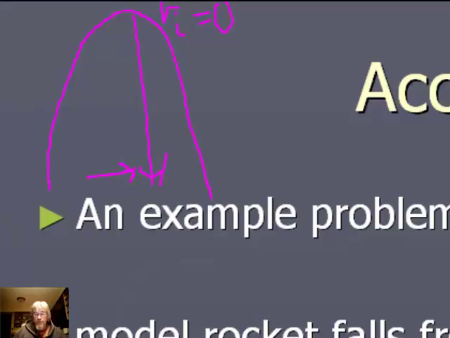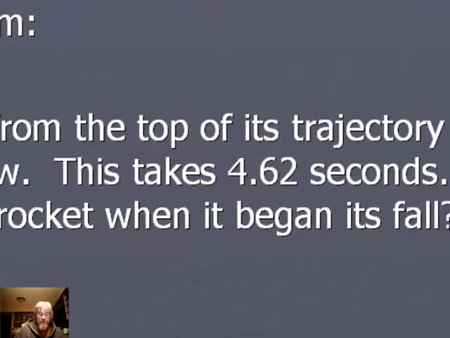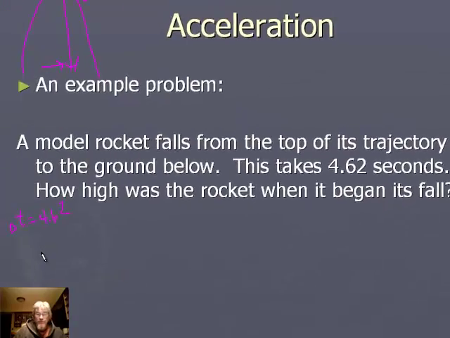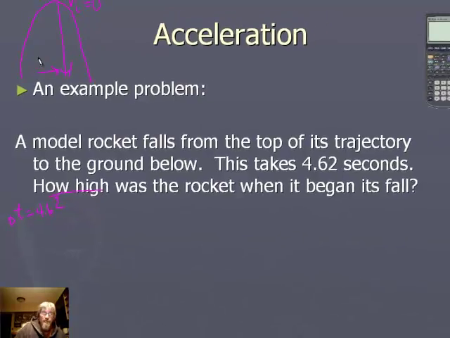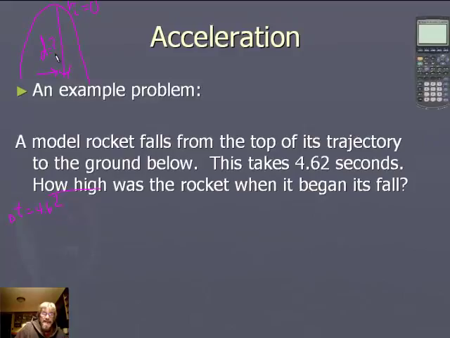It tells us that it takes 4.62 seconds, so that's information that we know. Delta t, that time factor that we use, is 4.62 seconds. The question is, how high was the rocket when it began its fall? So that's what we're trying to find. D, how high was it when it started its fall? And another piece of information that's built into this is that acceleration in any equation we use is going to be g, because it's accelerating due to gravity. So now we've analyzed by asking ourselves what we know and what we need to find.